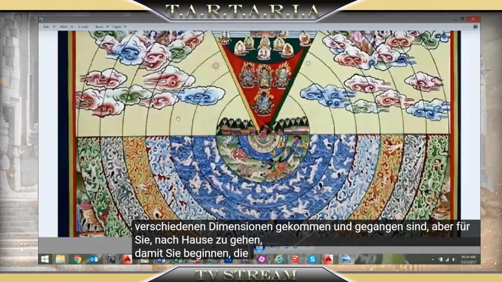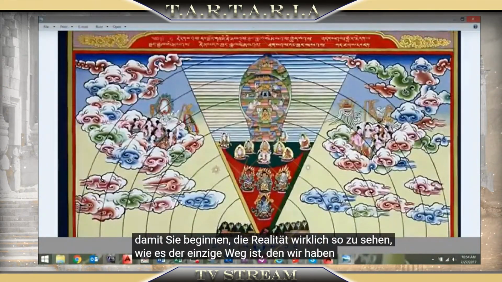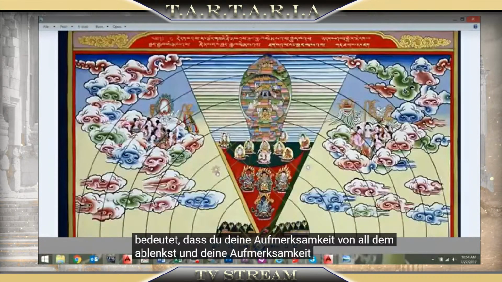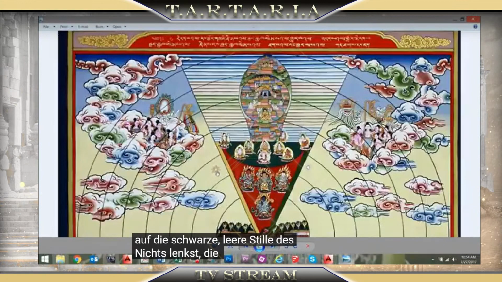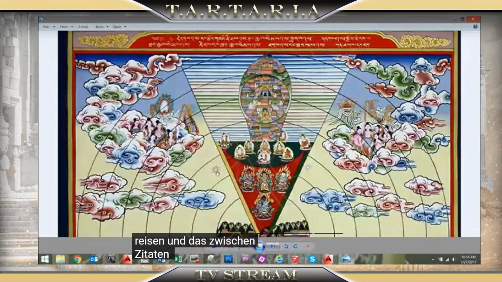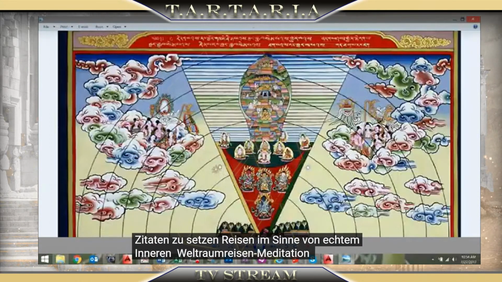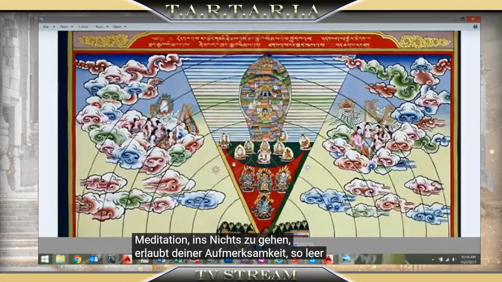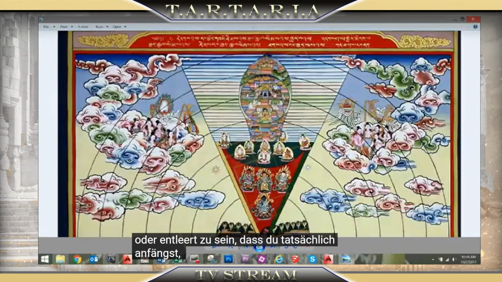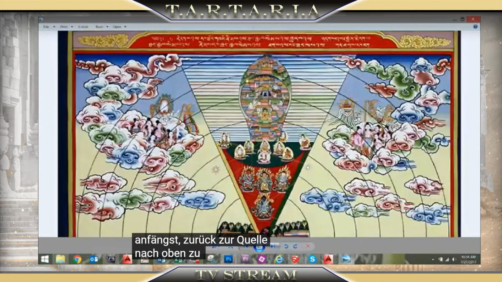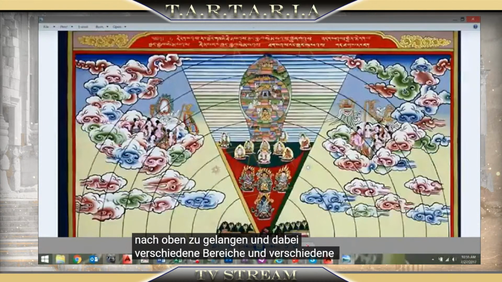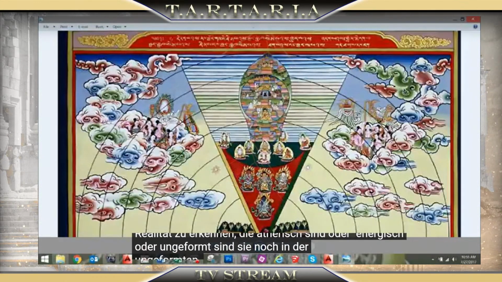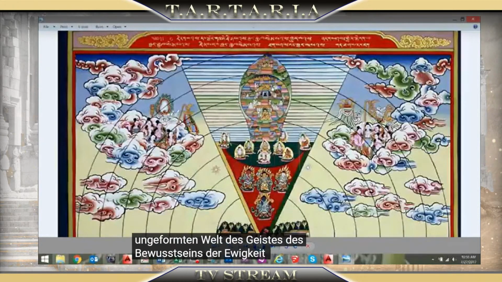But for you to go home, for you to start really seeing reality for what it is, the only way to do that is back in. That means you take your attention off of all of this and put your attention onto the black empty silence of nothingness. That's when you start traveling, and I'm putting that between quotes, in the sense of real inner space traveling. True meditation, going into nothing, is allowing your attention to be so emptied that you actually start gravitating back to the source, up, up, up. And in doing so, you can realize different realms, different levels of reality which are ethereal or energetic or unformed. They're still in the unformed world of the spirit, of consciousness itself, of eternity.